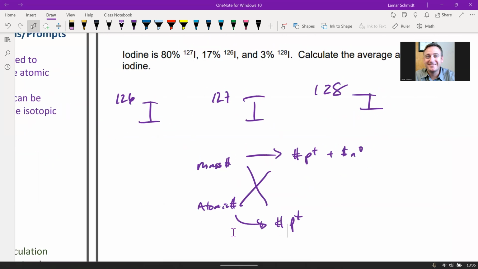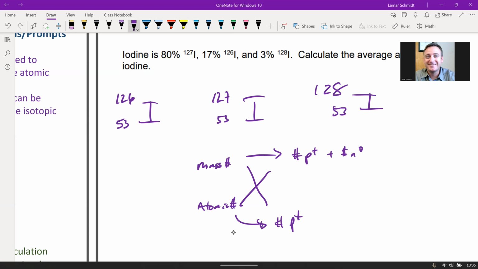Now we see these three isotopes. They're all iodine. What is the one subatomic particle that defines iodine? The number of protons. So how many protons does iodine have? Look at your periodic table and find the atomic number of iodine. It's 53. So each of these has 53 protons. It's the 53 that defines these as iodine.